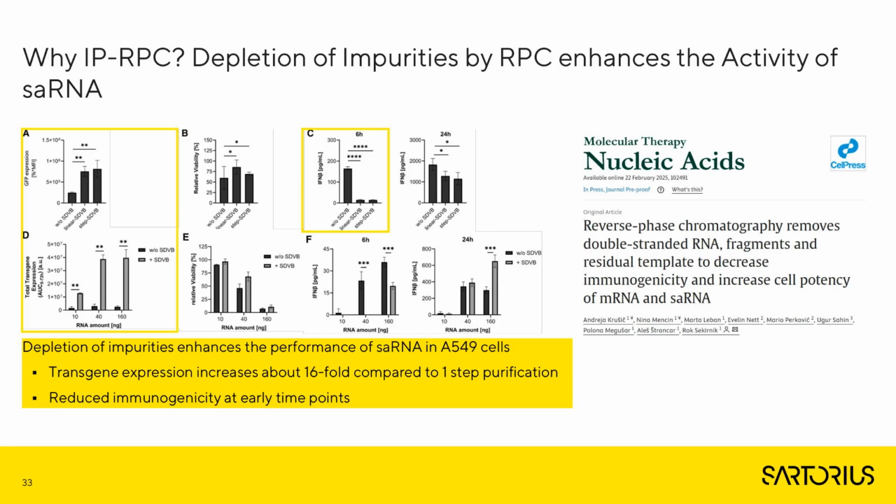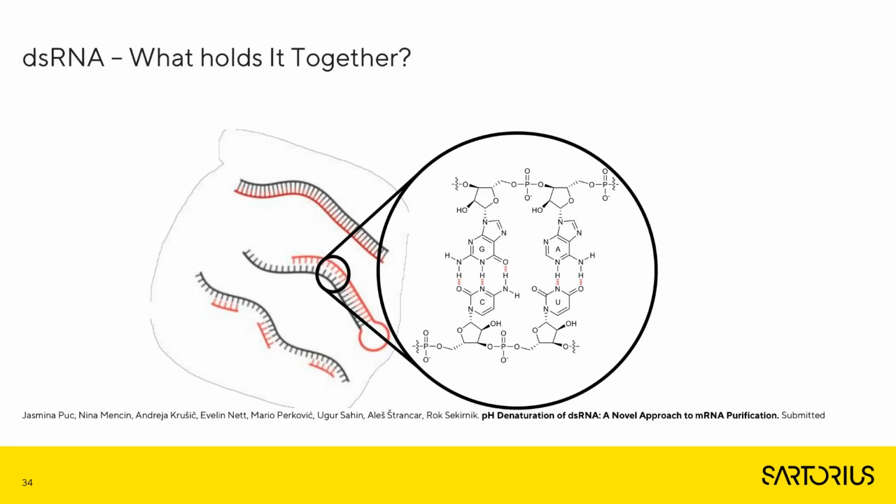We show this both on mRNA system and on self-amplifying RNA system, which is an even more complex way of making it. And then finally, as the cherry on the cake, I do want to share a most recent story coming out of our labs, and it's an answer to the question: yes, we see that it's important to remove double-stranded RNA, but we don't like the use of acetonitrile. So we really were thinking hard and asked ourselves the question, double-stranded RNA, well, what holds it together?